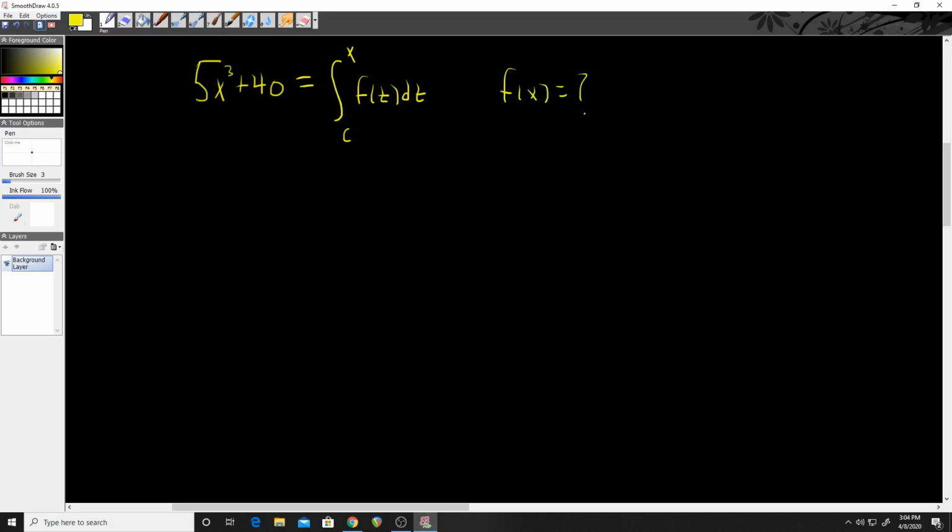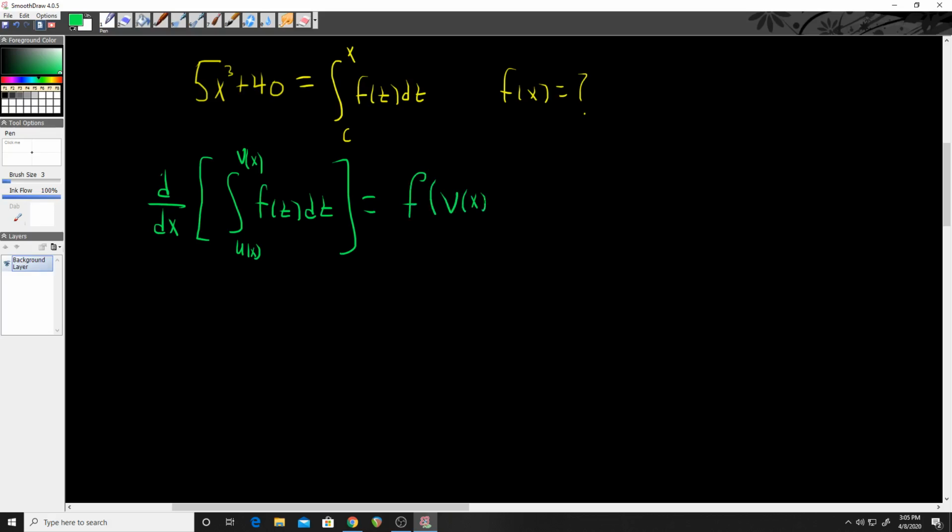Okay. This comes down again to the fundamental theorem. Before we get directly into the problem, let me write this down. The fundamental theorem is d by dx of the integral from u to v of f of t dt. If we do this derivative, what we're going to get is f with v plugged in times the derivative of v, minus f with u plugged in, times the derivative of u.